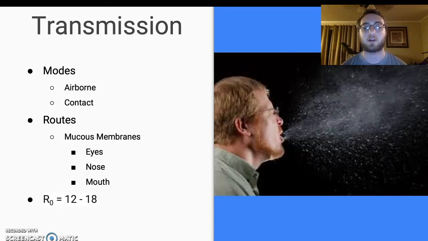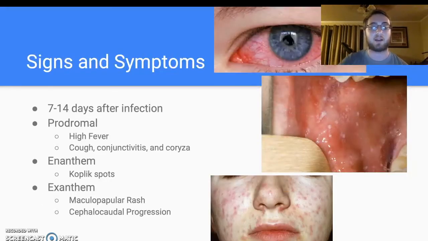90% of people who come near an infected person will contract the disease if they have not been vaccinated. This provides for an R0 of 12 to 18, and this means that we expect to see someone infect 12 to 18 other people once they have contracted the disease.